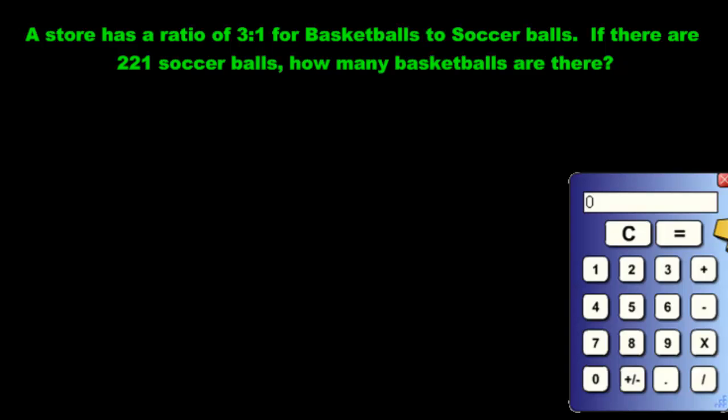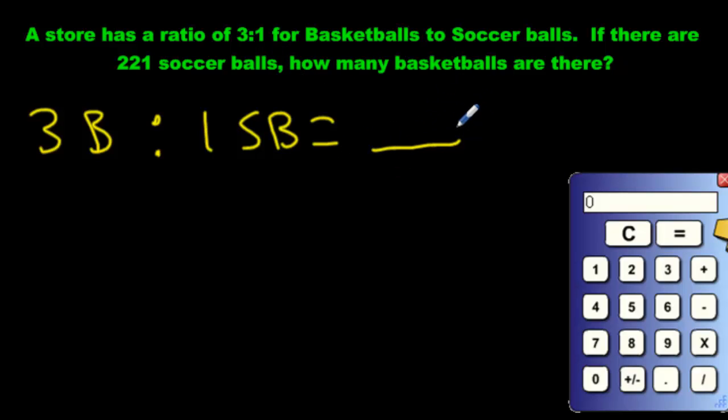That's all they're asking. A store has a ratio of 3-to-1 for basketballs to soccer balls. Okay, so you could choose to write it like this. 3 basketballs, 3B, 1 soccer ball, SB, we'll go with SB, and that's going to be equal to, now if there are 221 soccer balls, how many basketballs are there? Okay, what comes first on the second side? Basketballs, right? Because basketballs came first on this side. So you have to write, now we don't know, it's going to be X basketballs, dot, dot, 221 soccer balls.